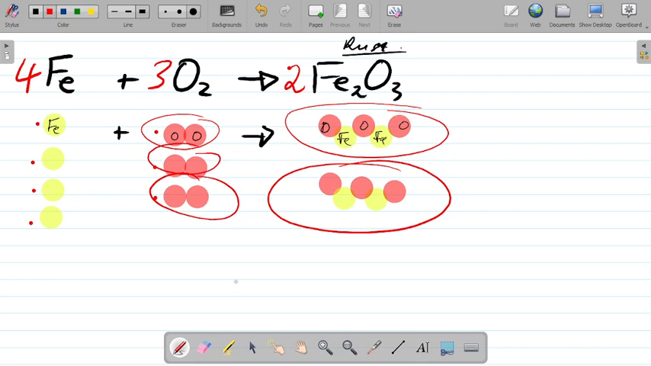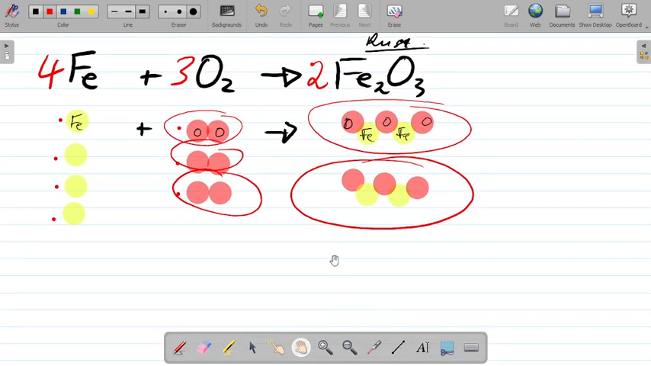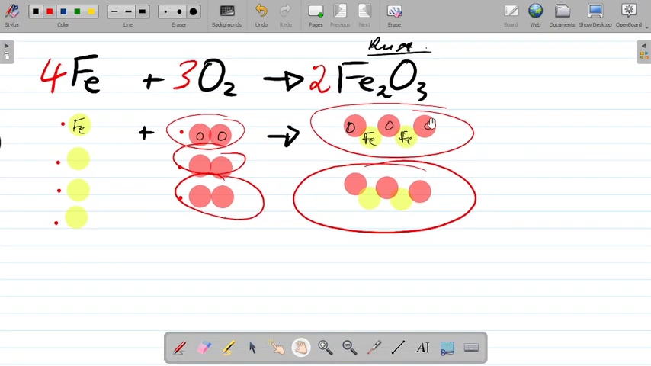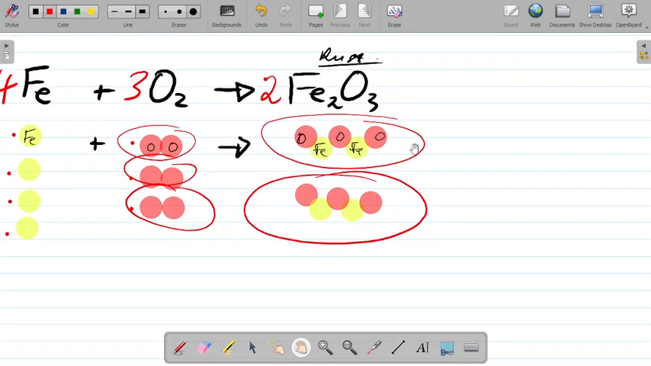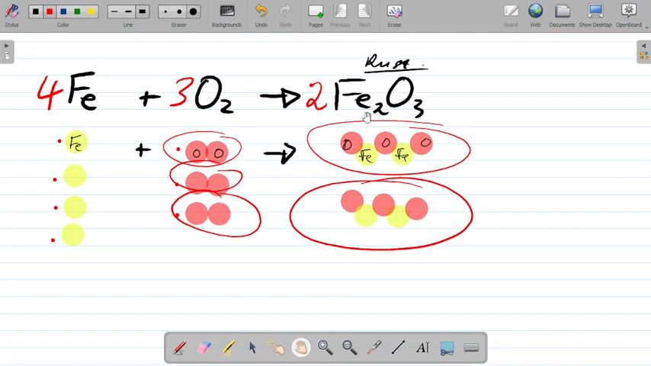I feel like this method works wonders when dealing with many reactions. You can use it for even your double displacement reactions, single displacement reactions. When you do acids and bases, it still works out the same, right? So that is our balancing of chemical reactions using the pictorial model. I hope you've learned something. Adios.